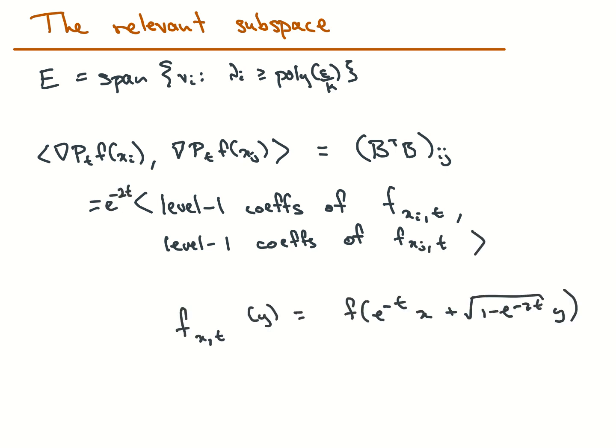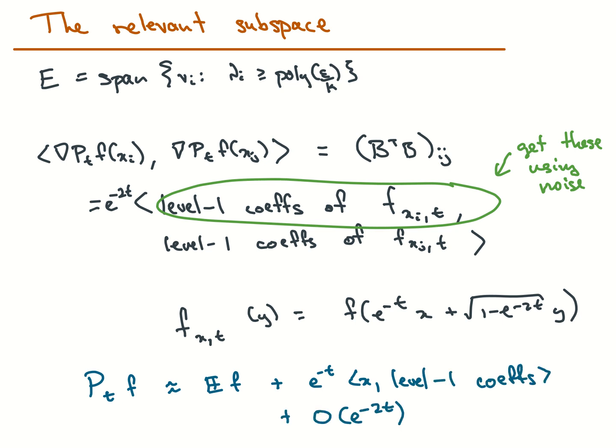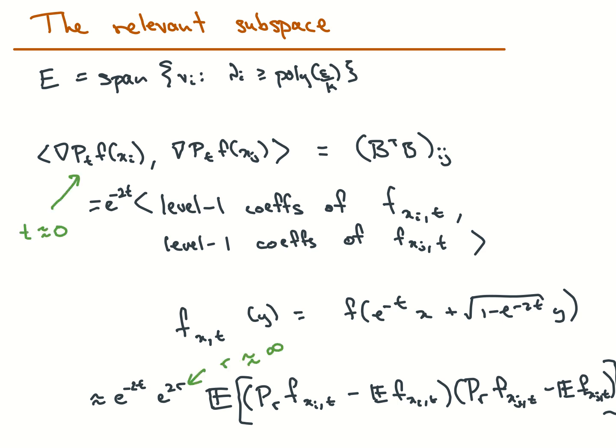Now the second trick is that we can extract the level 1 coefficients by applying the noise operator. When you apply noise, you magnify the effect of the level 1 coefficients compared to the higher levels. And so you can estimate this inner product of level 1 coefficients by estimating this expectation, which is something that you can do with a small number of queries. I should point out that previously we applied a little bit of noise just to get some smoothing. This time we're applying lots of noise to extract the level 1 coefficients.